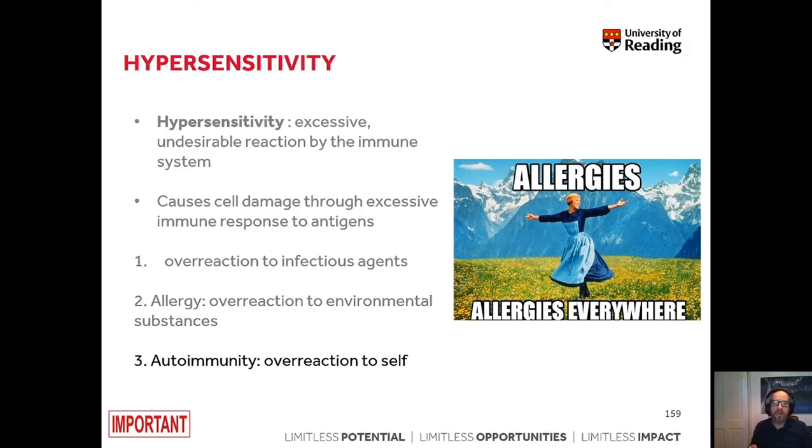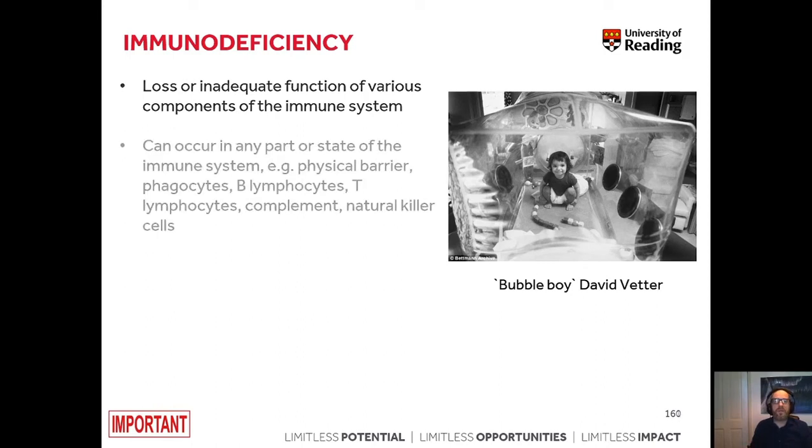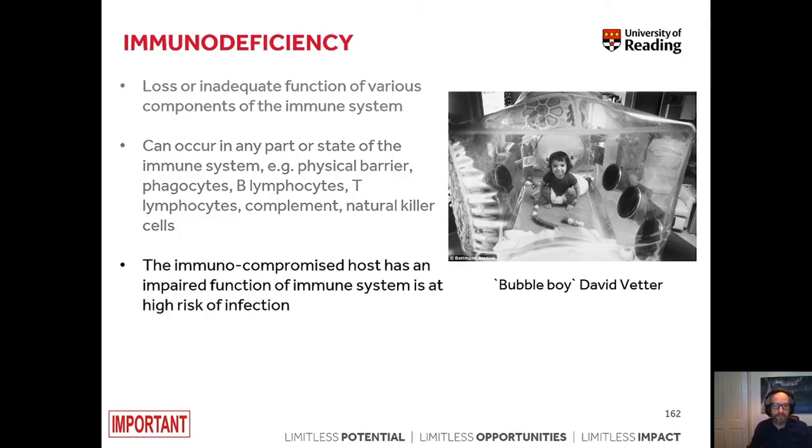Lastly, hypersensitivity can be due to overreaction to self, and in this case we are talking about autoimmunity. In case of immunodeficiency, we are looking at loss or inadequate function of various components of the immune system, and this can be caused by any part or state of the immune system, for example by failure of physical barriers, phagocytes, B lymphocytes, T lymphocytes, complement, or natural killer cells.